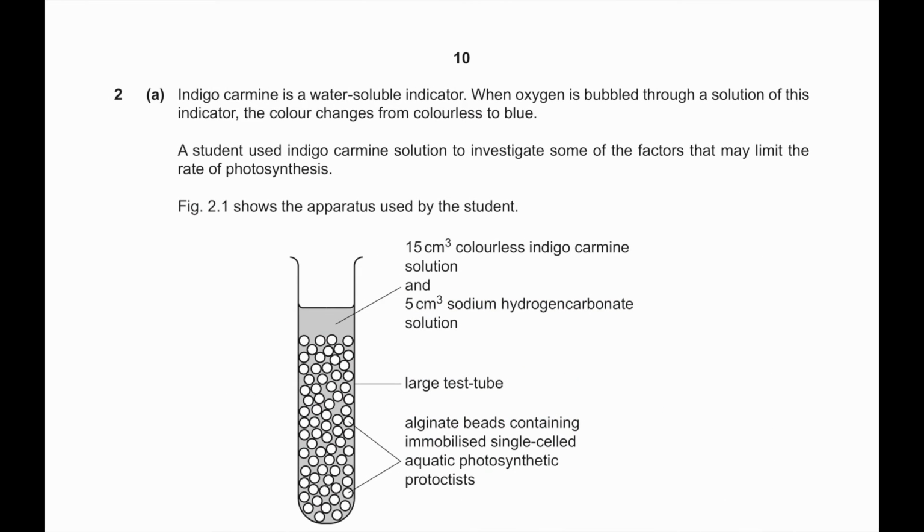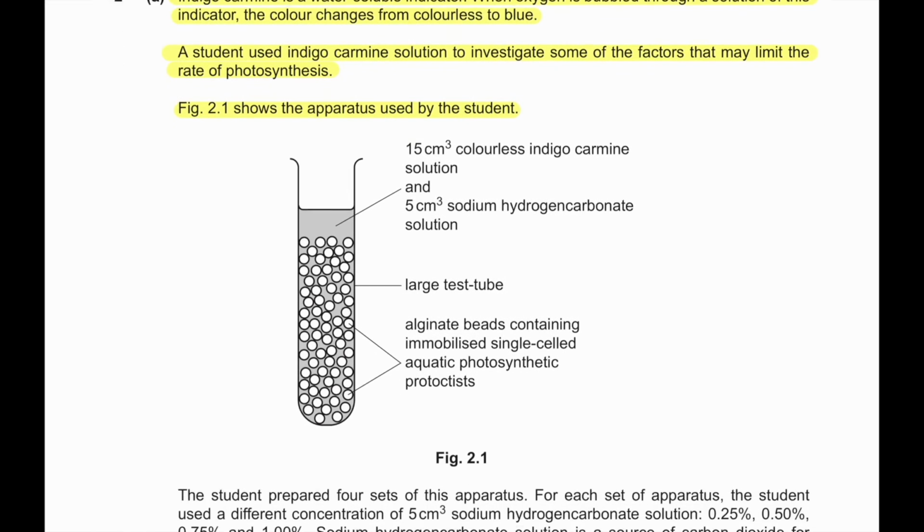Question number 2a. Indigo carmine is a water-soluble indicator. When oxygen is bubbled through a solution of this indicator, the color changes from colorless to blue. A student used indigo carmine solution to investigate some of the factors that may limit the rate of photosynthesis. Figure 2.1 shows the apparatus used by the student.